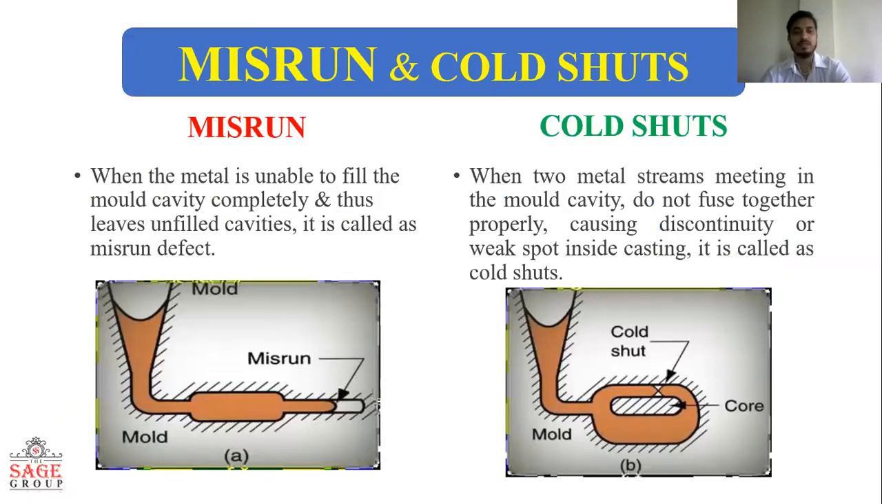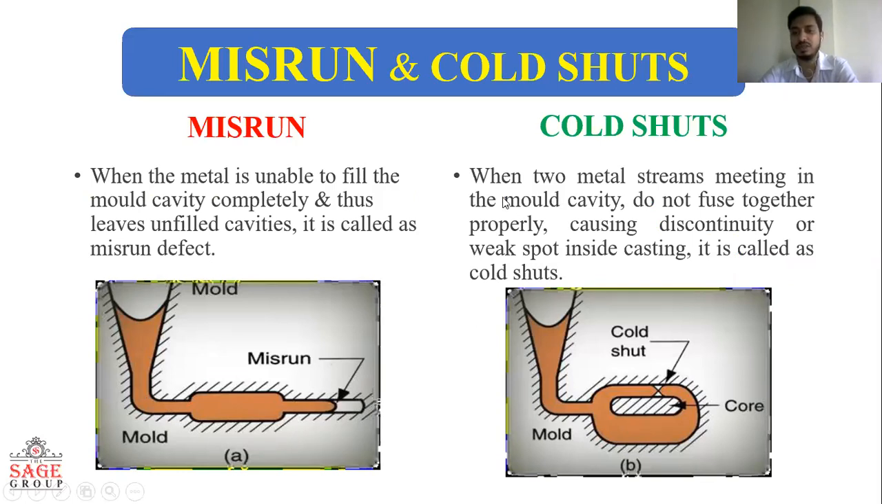Next one is misrun and cold shut. What is a misrun and cold shut? When the metal is unable to fill the mold cavity completely and thus leaves an unfilled cavity, it is called a misrun defect. As the picture shows, the metal is unable to fill the mold cavity, right? That diagram shows the molten metal has not completely filled the cavity. So this type of defect occurs.